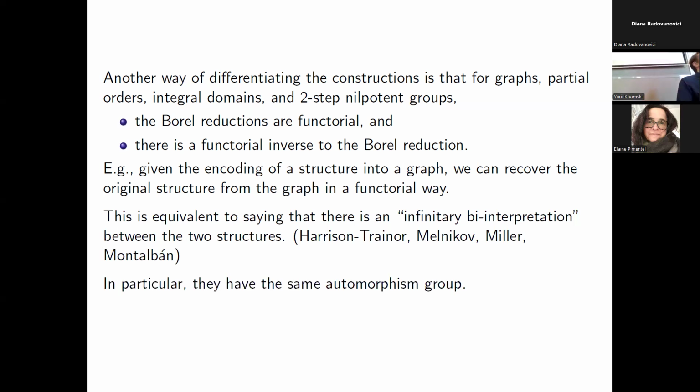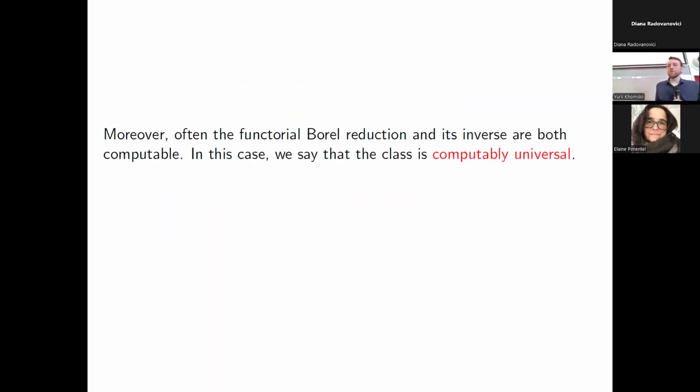The two things have the same automorphism group. So the structure has the same automorphism group as the graph that you coded it into. And there's something even stronger that happens a lot, which is that the two processes are computable. So given the original thing, it's not just Borel to produce the graph, it's computable to produce the graph, and it's computable to recover the structure from the graph. So we're going to call this computably universal.